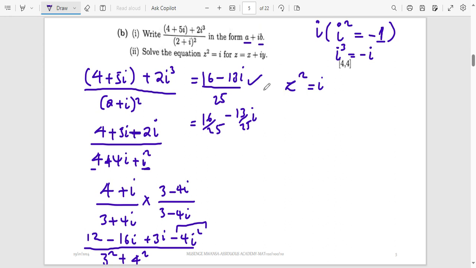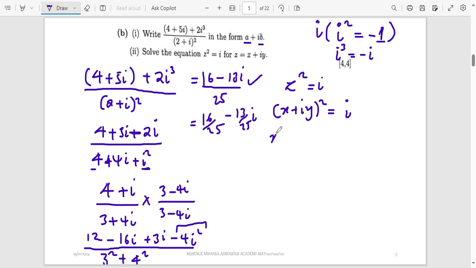This was an interesting question. So we'll substitute where there is z, or replace with what we have, x plus iy. So this becomes x plus iy squared is equal to i. Now we know we can expand this.